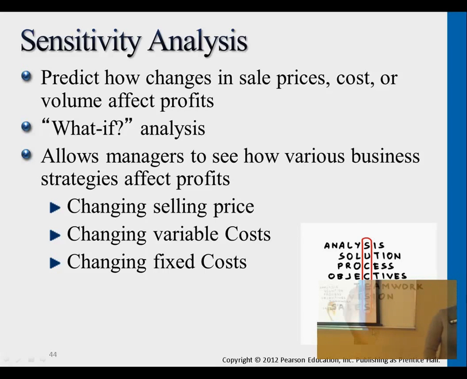So sensitivity analysis allows managers not only to see how a small change affects the profit, but also how a strategy that we are deciding on can affect our profit. So change in selling price, change in variable cost, and change in fixed cost.